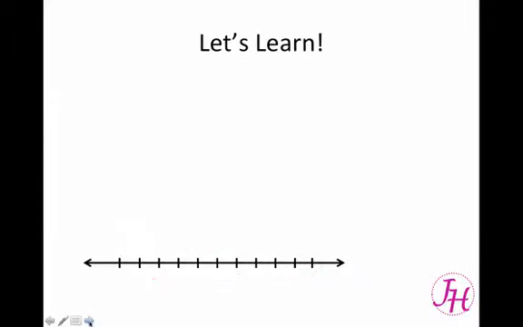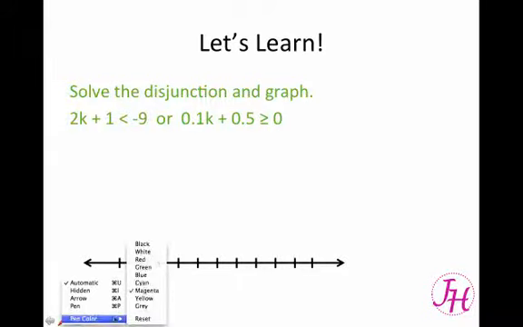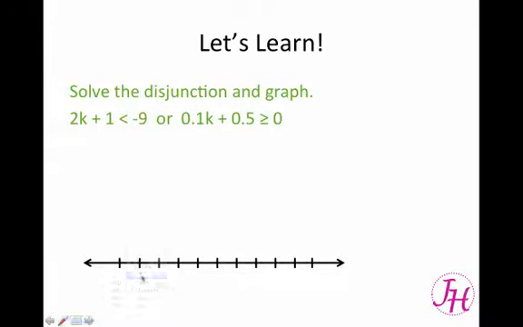All right, let's take a look at a disjunction. So we're going to solve the disjunction and graph. Let's start with blue this time. We are going to look at both of these inequalities and solve them. So we treat them just like we do equations. So we're going to subtract the 1. We'll just work with the one on the left-hand side first.